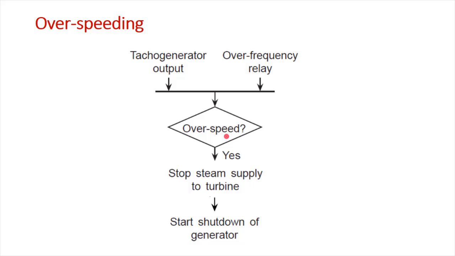Another phenomenon is overspeeding. That is also an abnormal operating condition. How can this overspeeding phenomenon be detected? In fact, how does overspeeding happen? This overspeeding happens when there is a loss of load on the generator. We cannot predict this loss of load, because the power grid is very uncertain, so loss of load may happen at any time.